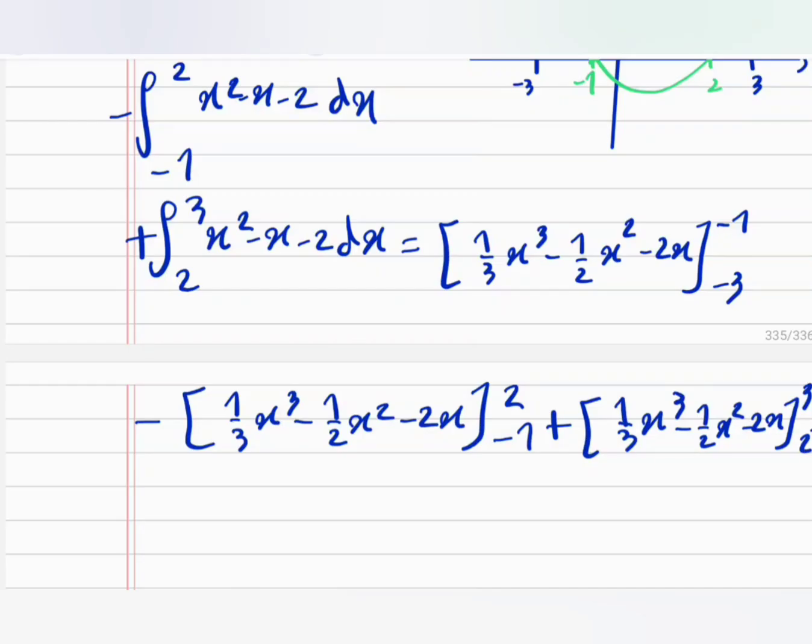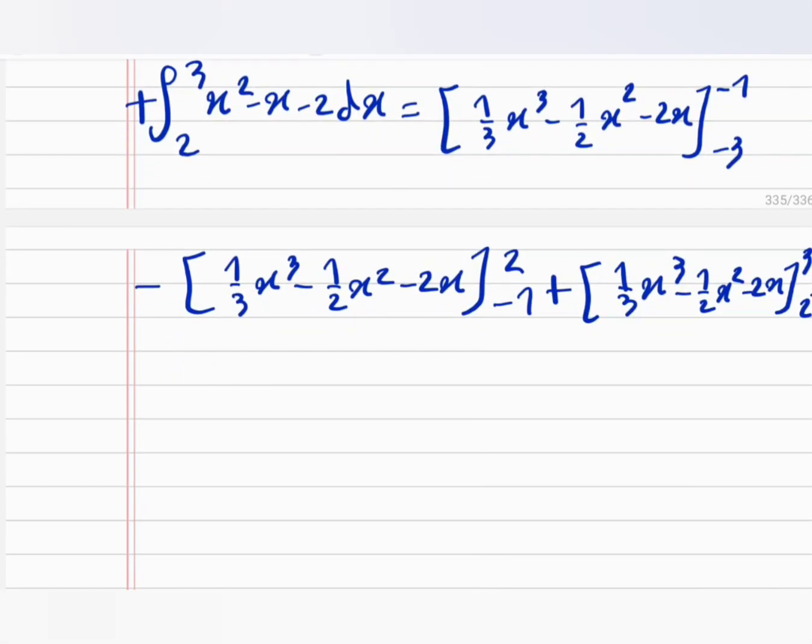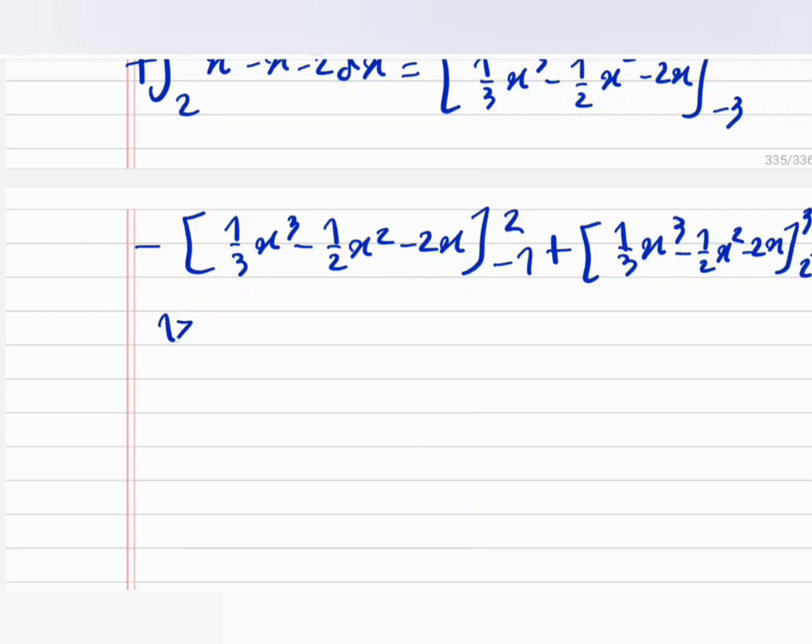Right, so at this point, we just need to evaluate each of them, and the first integral gives us the value of 17/3. The second integral gives us 9/2, again, because we have this negative. Without the negative, it would be minus 9/2. And then the third integral is 29/6. Right, so we just add all of these, and the answer is equal to 15.